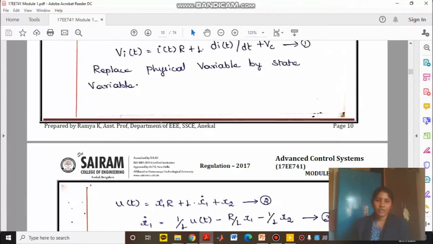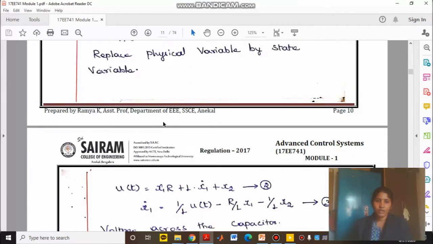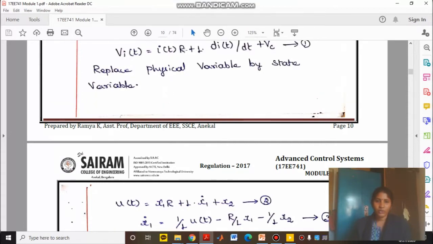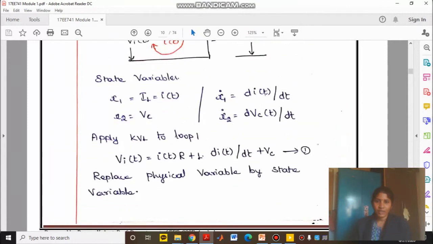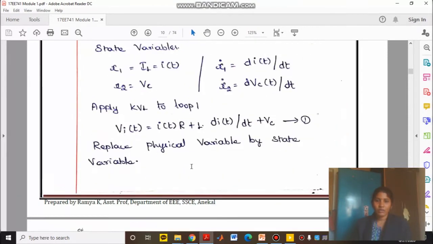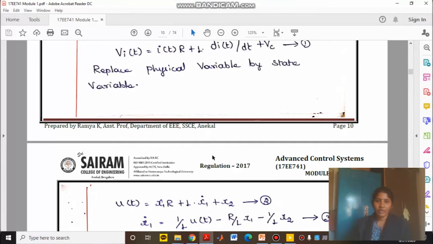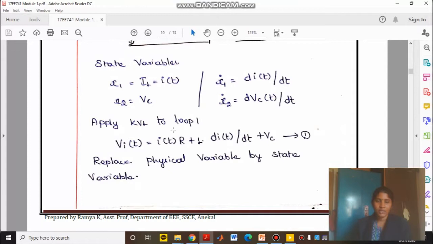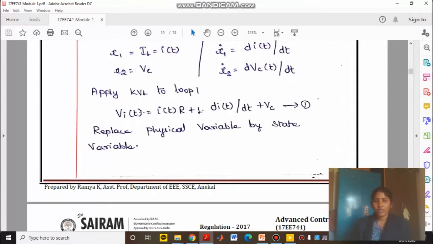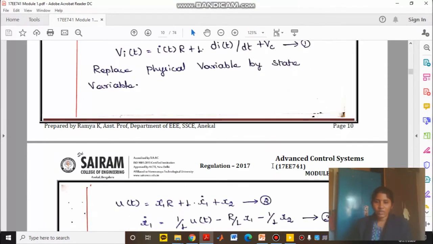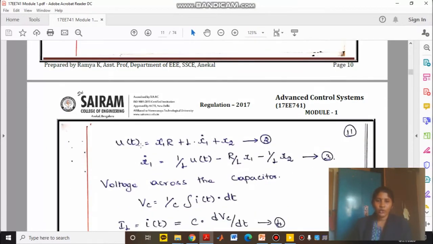i, the current, that is i(t), is your x1. So x1 into R plus L into, what is di by dt? di by dt is nothing but your x1 dot. So di by dt is replaced with x1 dot, plus Vc. What is your Vc? It is x2. So replacing all the physical variables available in this equation with state variables, you will get u(t) equal to x1 into R plus L into x1 dot plus x2.